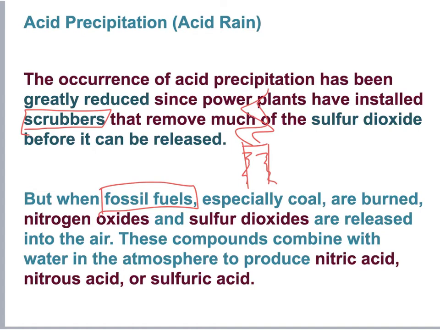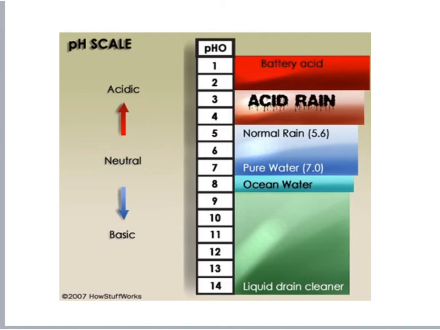So it particularly happens more where we're burning more of the stuff. I'll show you a couple maps in a minute here. So this is just a chart to show the pH scale.